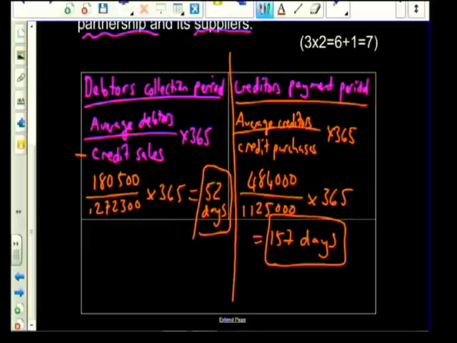So what you need to do when you comment on this, there were 6 marks for the calculation and only 1 mark for the comment. So it's enough to say that the debtors collection period is less than the creditors payment period, which means that the business is able to collect its money from the debtors and pay off its creditors in time.